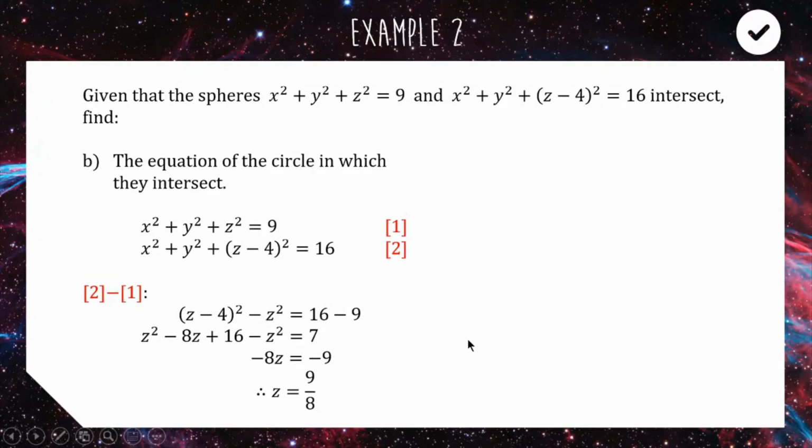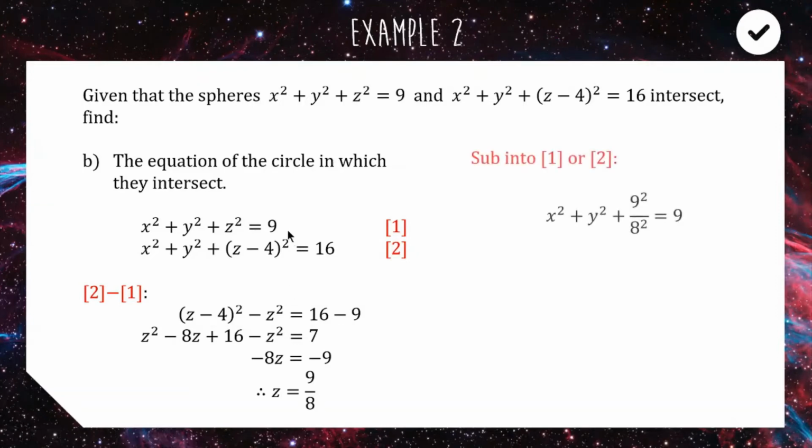And now for the second part, we're going to find the equation of the circle in which they intersect. So what that essentially means is taking these two three-dimensional sphere equations and turning them into circle equations using the fact that we now know the value of z. We just solve for that. And like I said, where z is 9 over 8, these two spheres are overlapping. So you can pick one of the two equations, it doesn't matter.